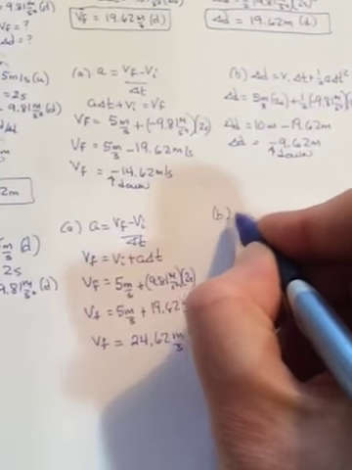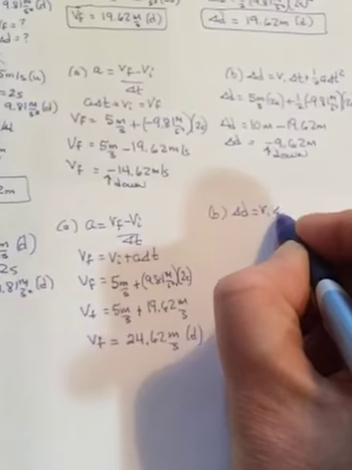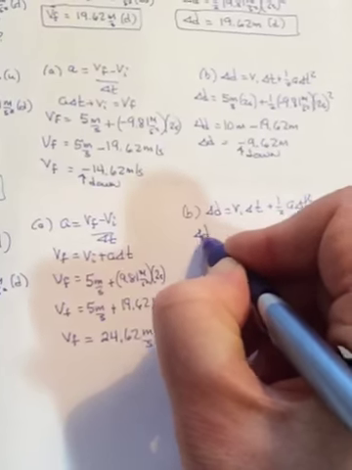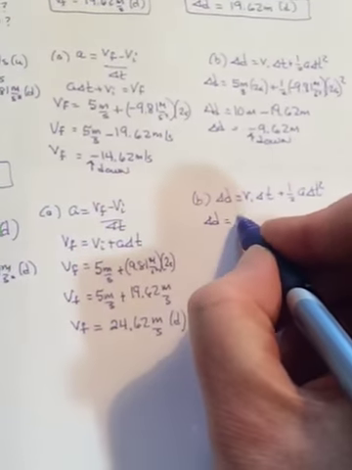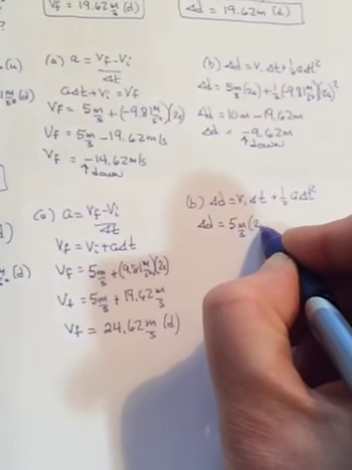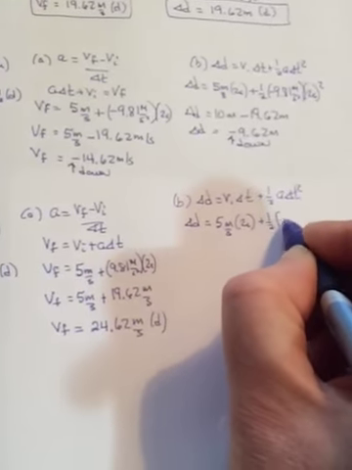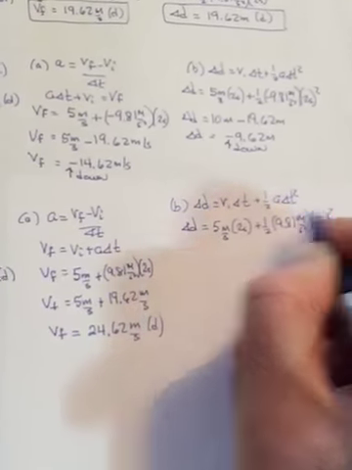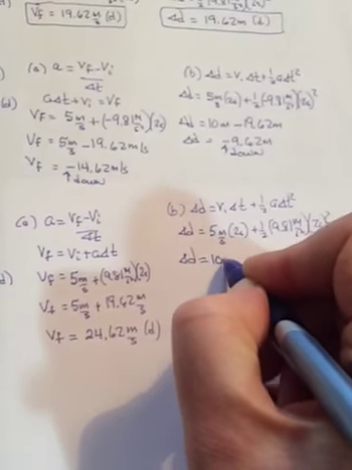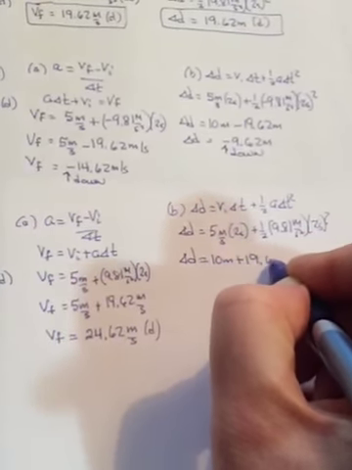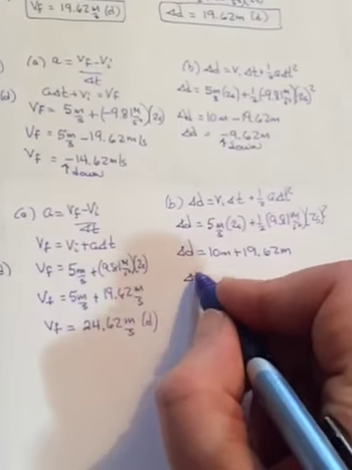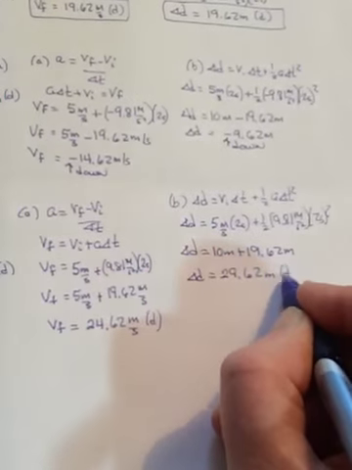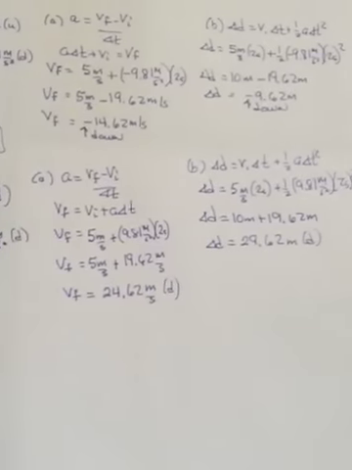For B, it's going to be delta d is equal to v_i delta t plus 1/2 a delta t squared again. Everything goes in as positive this time because everything is down. So 5 meters per second times 2 seconds, plus 1/2 times 9.81 meters per second squared times 2 seconds squared. So it's going to be 10 meters plus 19.62 meters. So the distance the bag has fallen is 29.62 meters down. And again, both of these are with respect to the ground.